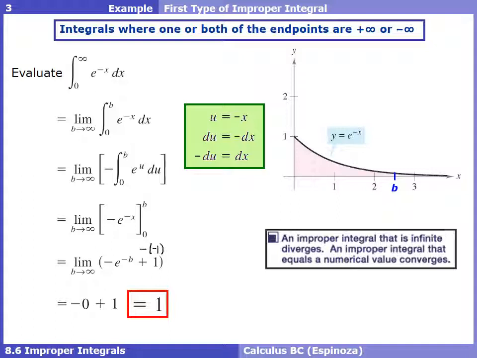Anytime an improper integral turns out to be an infinite answer, we say it diverges. In this case, we found that it's a finite number, so we're going to say that this improper integral converges.